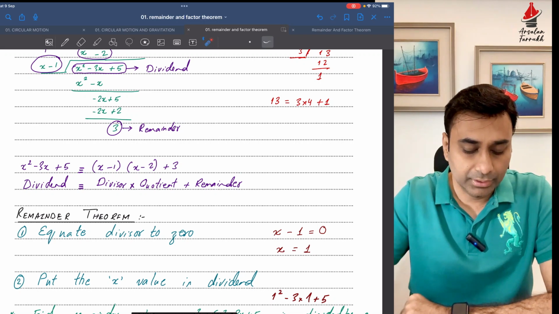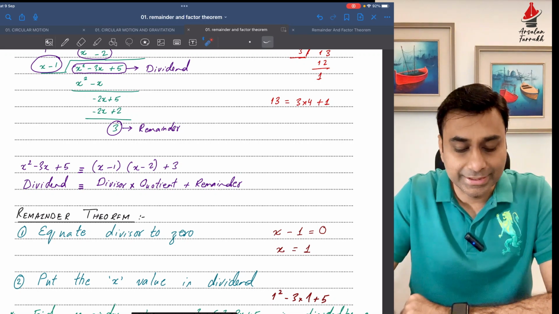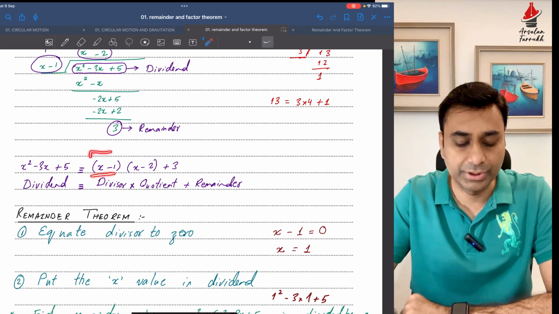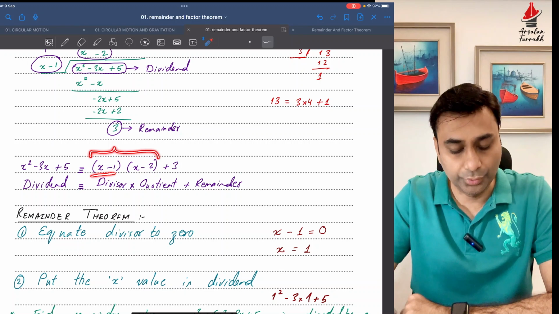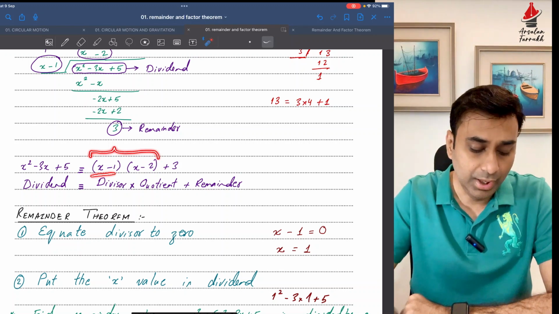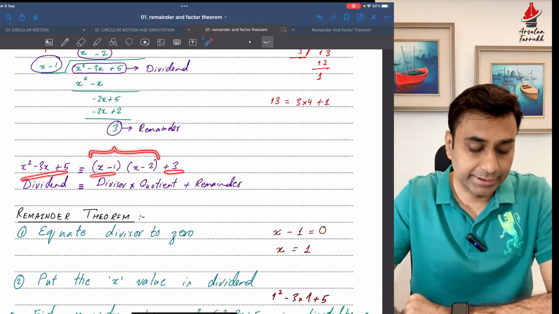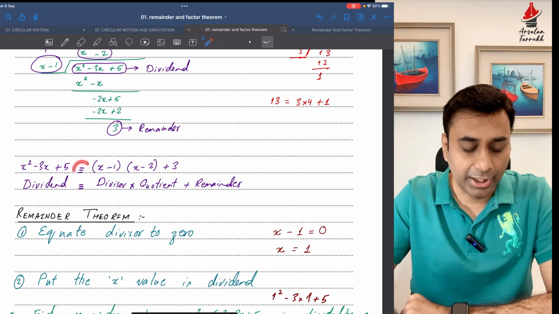Now let's talk about the remainder theorem. The remainder theorem suggests that if the divisor becomes equal to 0, then the product of divisor and the quotient would become equal to 0, and the dividend itself becomes equal to the remainder. So since this is an identity and it is true for all values of x, I pick a value of x for which the divisor is equal to 0.